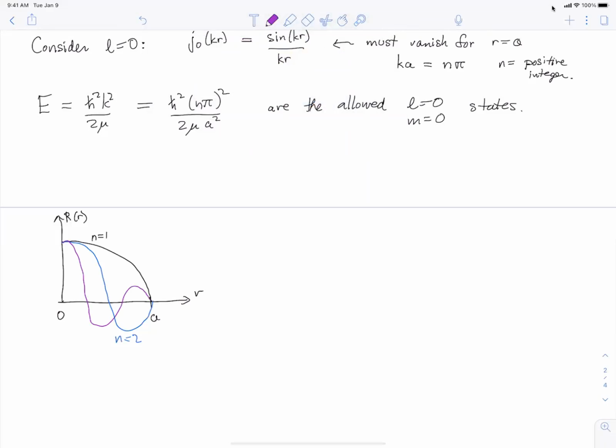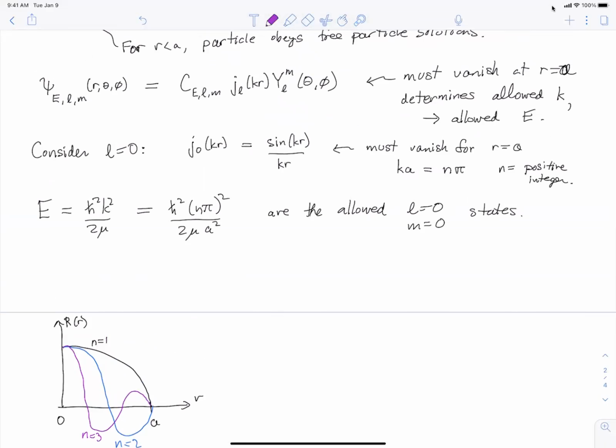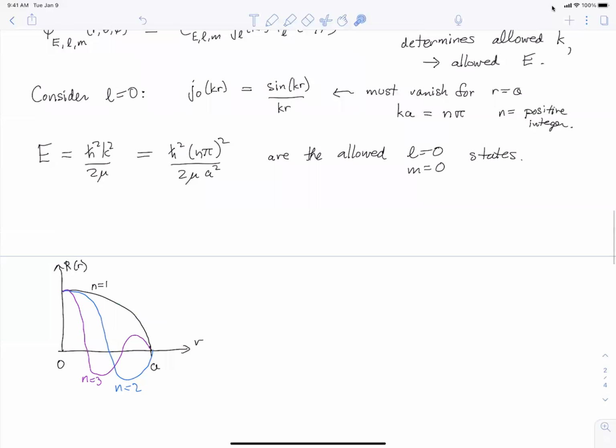I'm sorry, Professor, what was the formula for the R? Well, up to a normalization factor, it's just equal to the spherical Bessel function. Oh, so that's what you're drawing right now. Yeah, I'm really drawing this right here, because there's an arbitrary normalization factor, but you can worry about that separately.